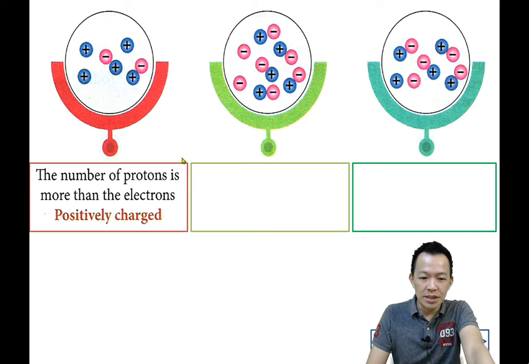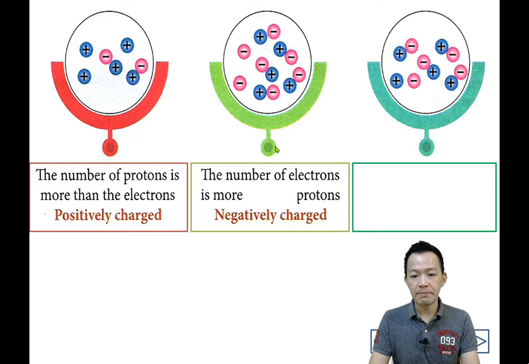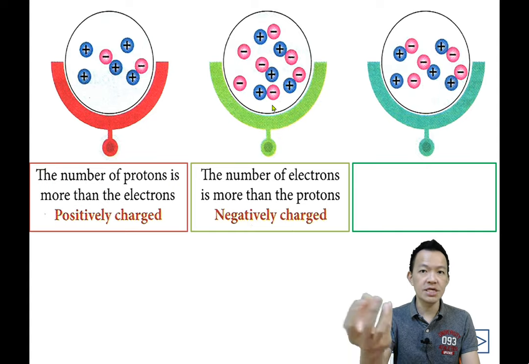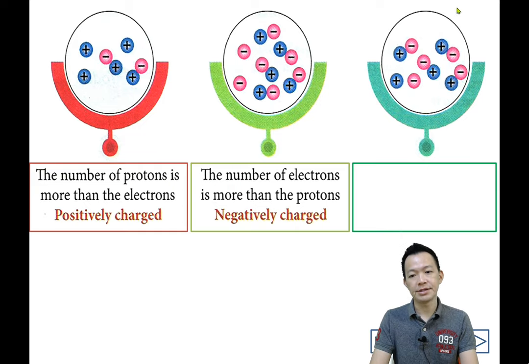So now write on your notes. When the number of protons is more than the number of electrons, 当 proton 多过 electron, the object will be positive. 这样子就可以了，就够厉害了。Or when the number of electrons is more than the number of protons, the object will be charged, and the charge is negative. So negative 就是 electron 多过 proton, positive 就是 proton more than electrons.